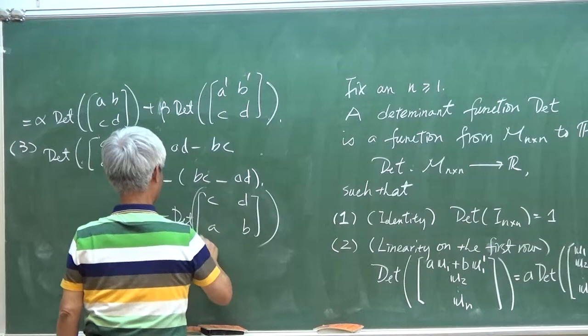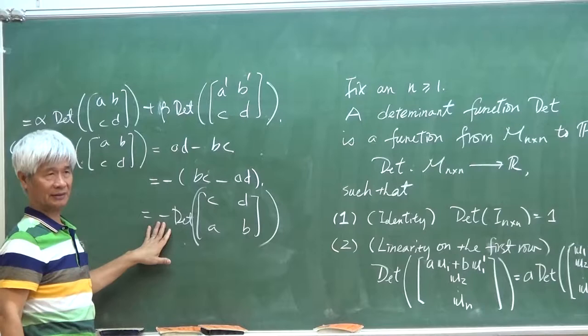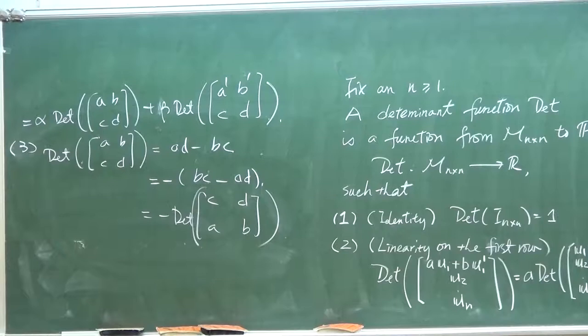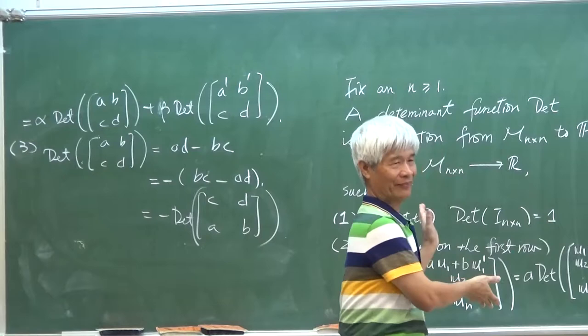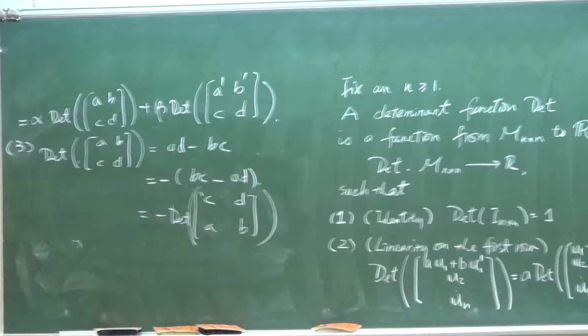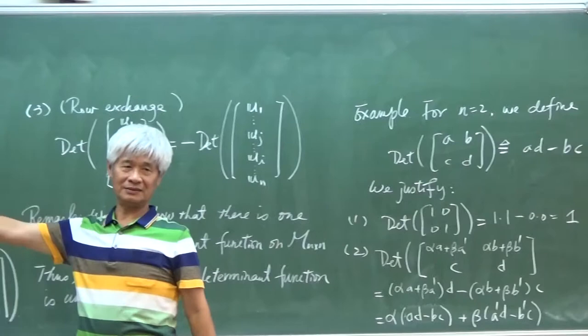So you can see that if we change the rows, then we change the sign. So now the traditional definition of determinants satisfies 1 to 3. So there exists one determinant function for 2 by 2 matrices, because by construction we constructed it and justified it. But we don't know whether we have another definition satisfying 1 to 3, meaning whether this is unique.